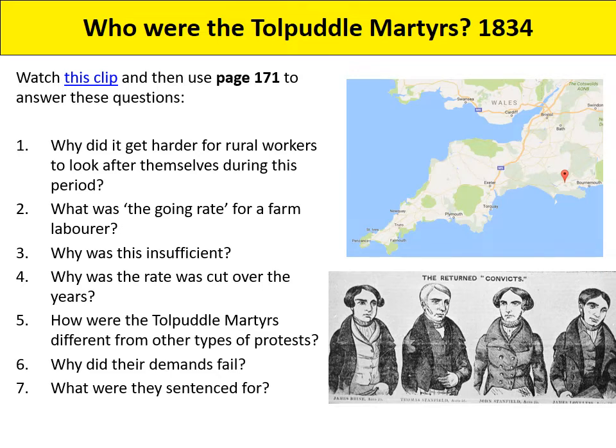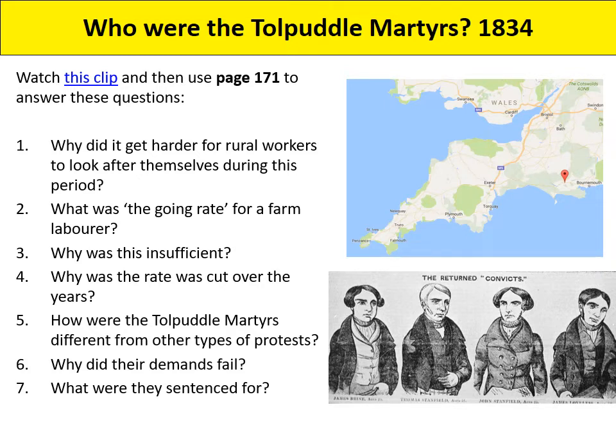So in other areas, protests had been violent. The Tolpuddle Martyrs were different because they were quite civilised in their approach. They set themselves up as a friendly society, was the term they used. And then they went to hand a set of demands over to their landowner that they worked for, James Frampton.